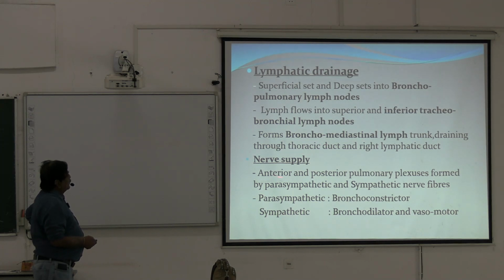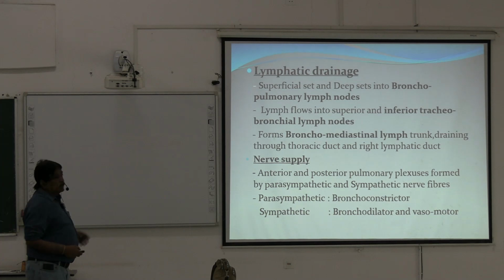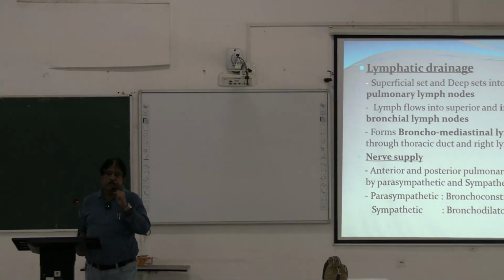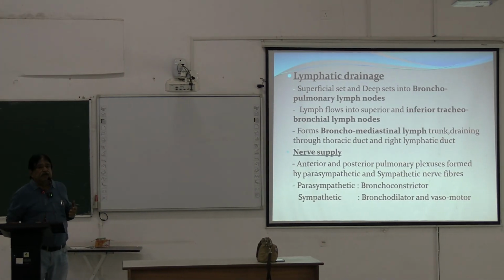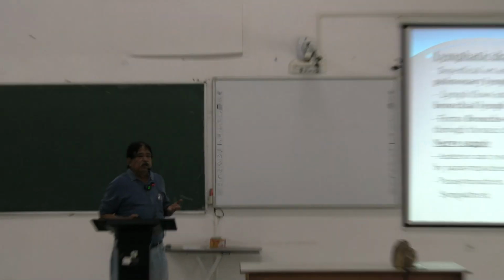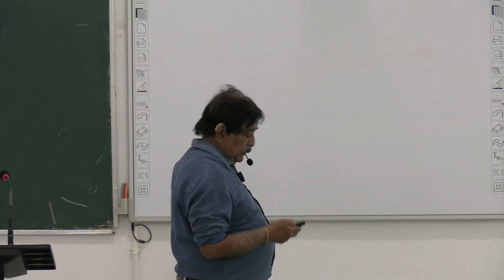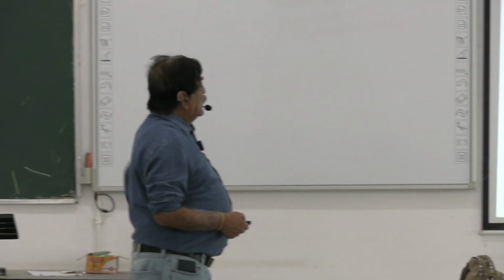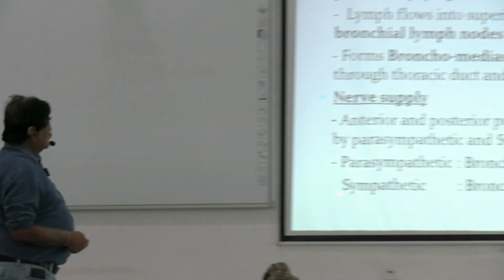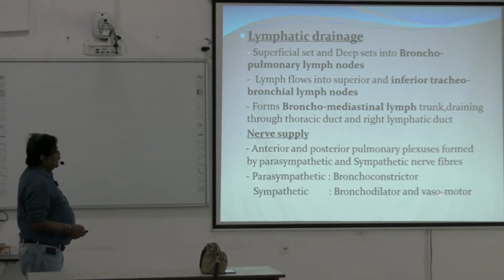Nerve supply: anterior and posterior pulmonary plexus, formed by parasympathetic and sympathetic nerves. Parasympathetic is bronchoconstrictor and sympathetic bronchodilator and vasomotor. Now, bronchoconstriction, you have severe dyspnea, COPD, chronic pulmonary disease, and the parasympathetic is a bronchoconstrictor and sympathetic is bronchodilator and vasomotor.